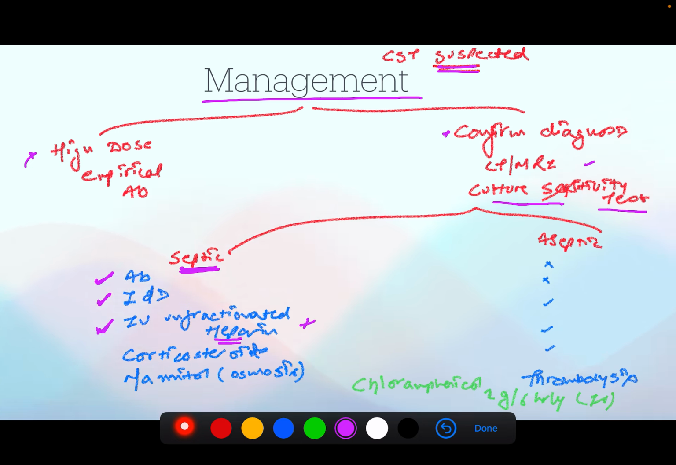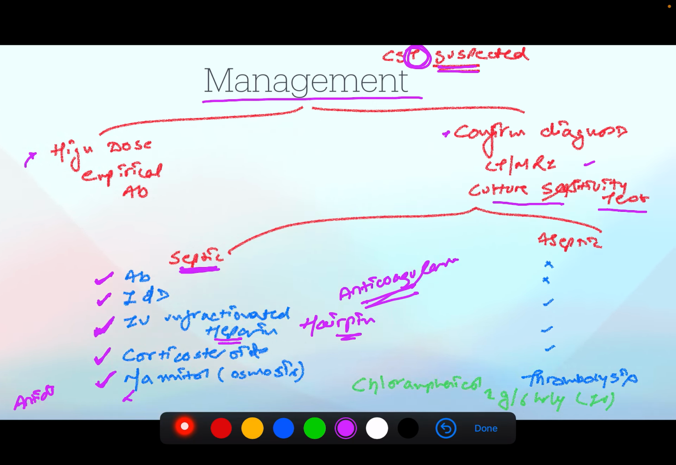In the video of heparin, we remember that it is similar to a hairpin that the pregnant lady is wearing, and it is an anticoagulant. So in this disorder, we know in cavernous sinus thrombosis, thrombus is there, so we need an anticoagulant. So we give IV unfractionated heparin. Also, we provide corticosteroid support and mannitol for osmosis. So mannitol is basically antidiuretic, so it will decrease the pressure.